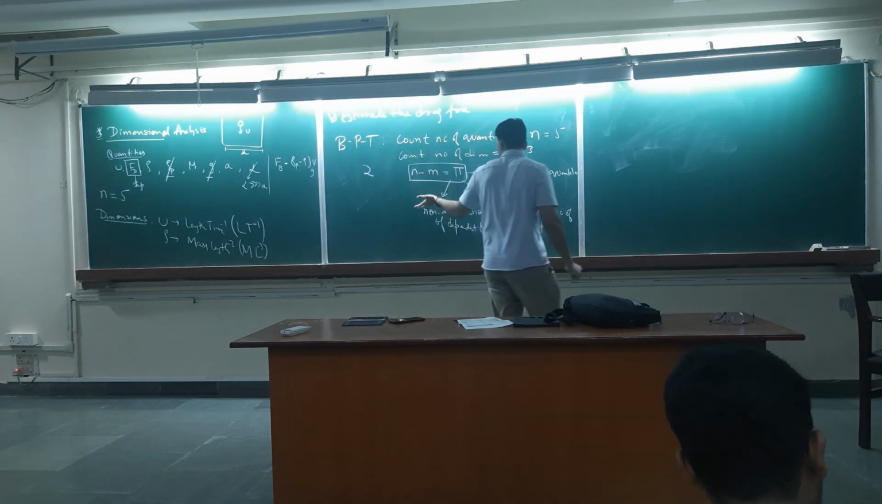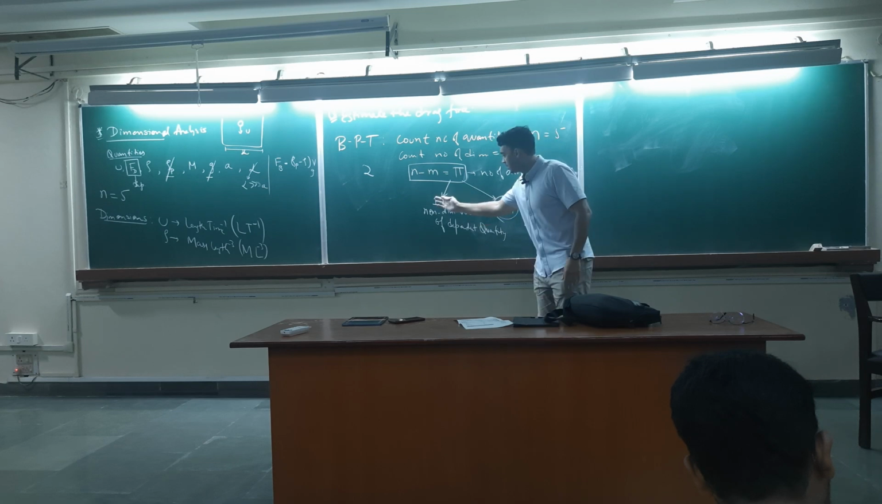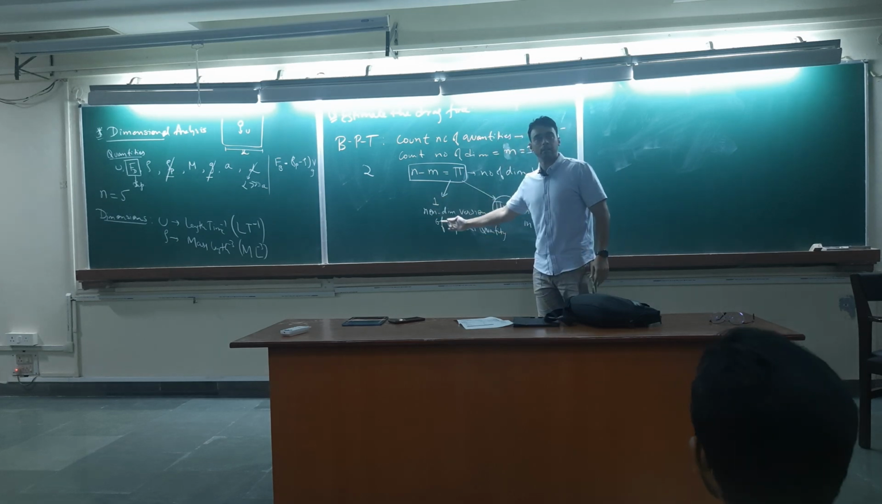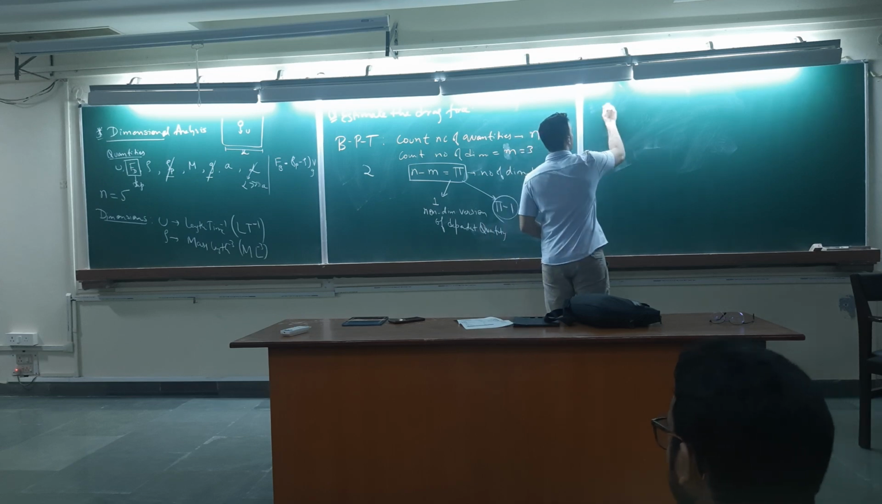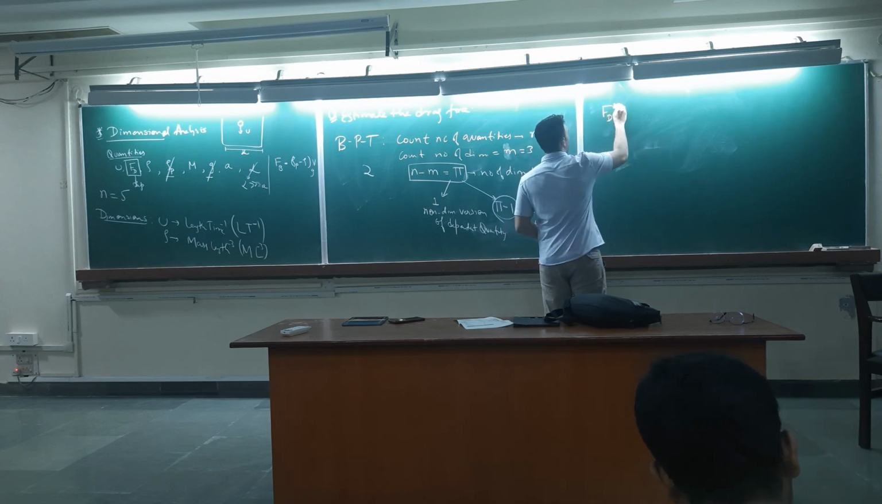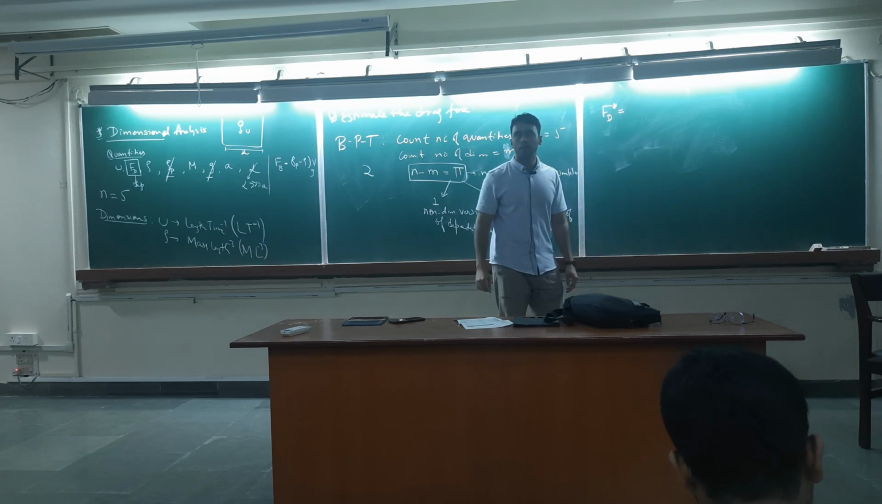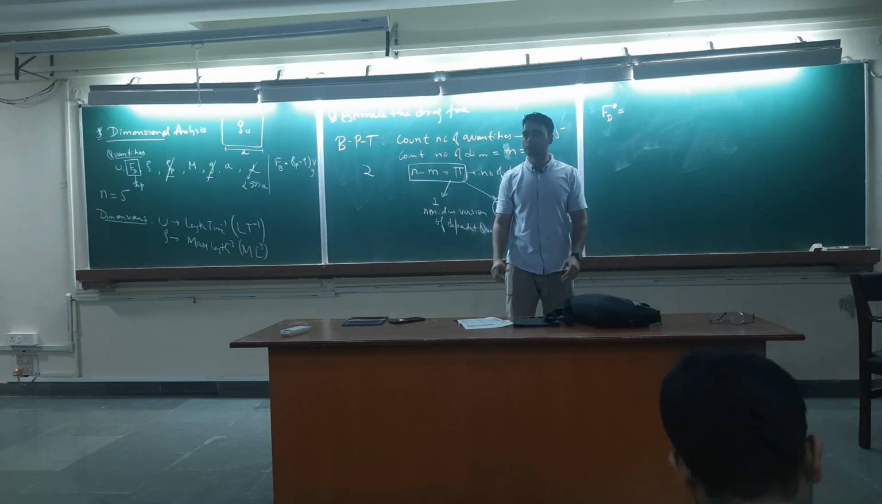This is essentially the Buckingham Pi theorem, and let's look at this part first. Let's find out what FD non-dimensional is. Let's call it FD star. How do we non-dimensionalize things?